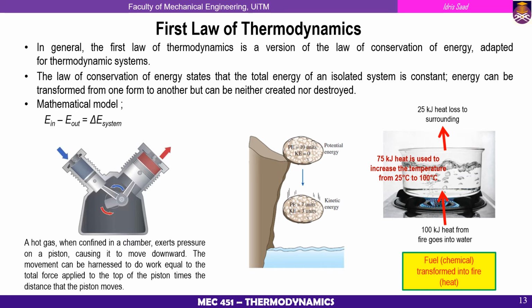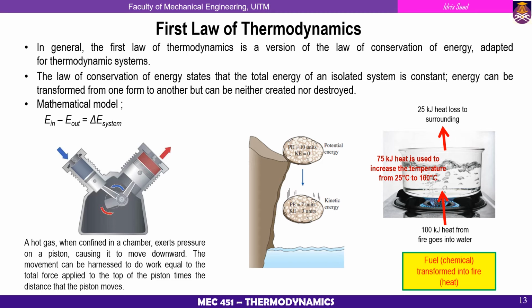What is meant here is we cannot add energy to this universe, and we also cannot destroy the energy in this universe. The total energy in this universe must remain constant. What we can do is just transform it from one form to another. Based on that understanding, we can form a mathematical model: energy entering the system minus energy leaving the system must equal the change of energy in the system. In mathematical form, we can write it as E in minus E out is equal to delta E of the system.